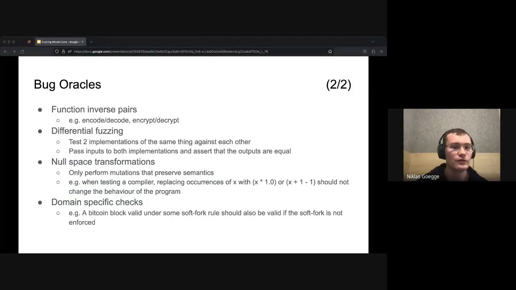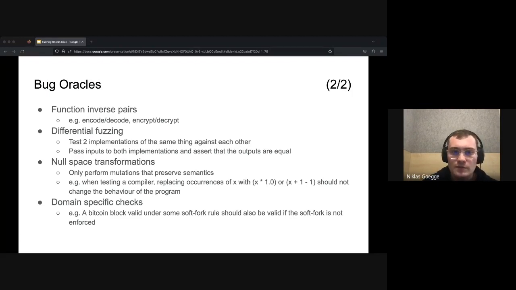Then another thing you can do is have function inverse pairs. So encode, decode, encrypt, decrypt, or if we go back to the example with the JSON parsing, you could parse the JSON and then re-encode it into a string and check that the results are the same. It's sort of similar to differential fuzzing. In differential fuzzing, you have two implementations of the same thing, you pass the input to both implementations, and then you check that the result of these is the same. I think I mentioned this in the beginning as well. For cryptographic libraries, this is typically something you can use. If you have two implementations of, I don't know, SHA-256, you fuzz both and check that the result is the same.